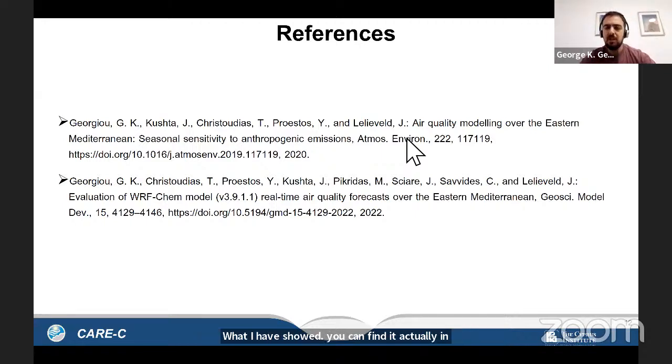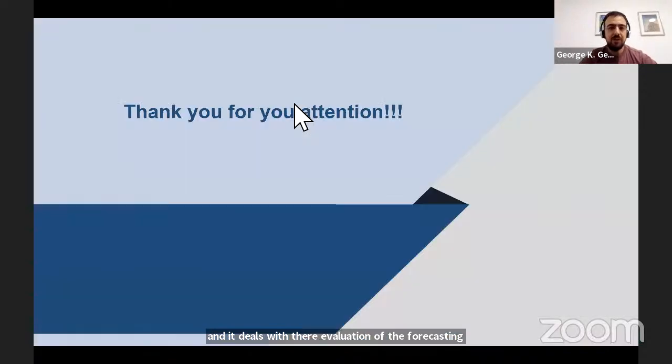What I have shown, you can find in two publications. The first one was published 2 years ago and deals with the implementation of the anthropogenic emission inventory. And the second one was published 10 days ago, and it deals with the evaluation of the forecasting system. So thank you very much for your attention.